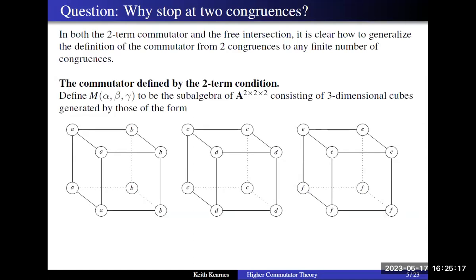If I'd known that Connor Meredith was going to bring his nice photo images, I wouldn't have struggled with these images. I would have asked him to give me his cubes. But this is what you would do with the 2-term commutator if you wanted a 3-variable version of the 2-term commutator. You would have these 3 congruences, alpha, beta, gamma. So we have alpha, beta, gamma. In the first picture, if you look at the left face of the cube, they're all labeled a. And the right face of the cube, they're all labeled b. And I want a and b to be related by alpha.